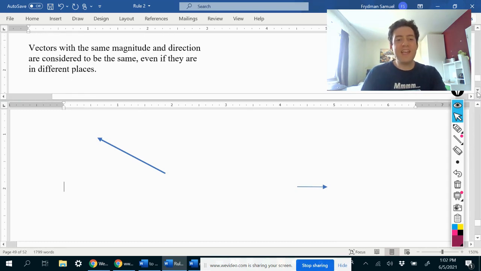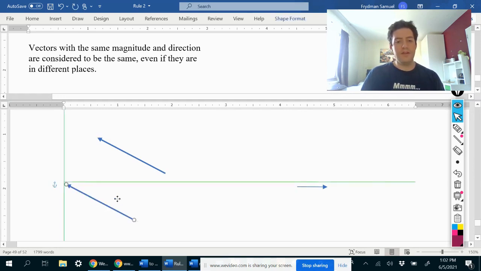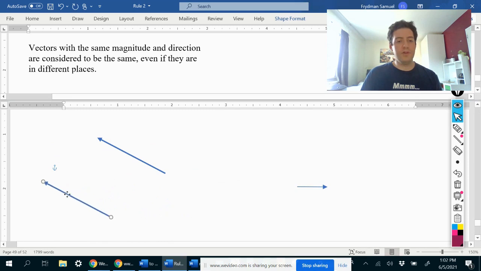Vectors with the same magnitude and direction are considered to be the same even if they are in different places. So let me just take this vector and copy it, and then put it anywhere. I could put it over here. Okay. This vector and this vector are both the same vector.